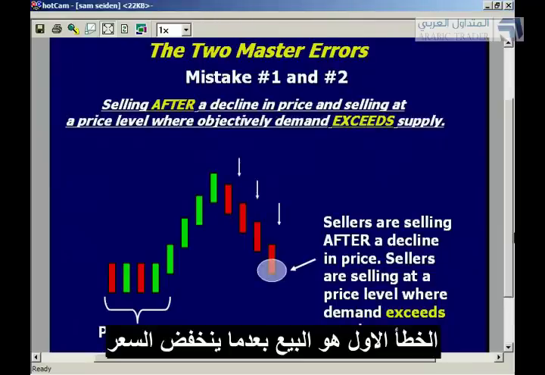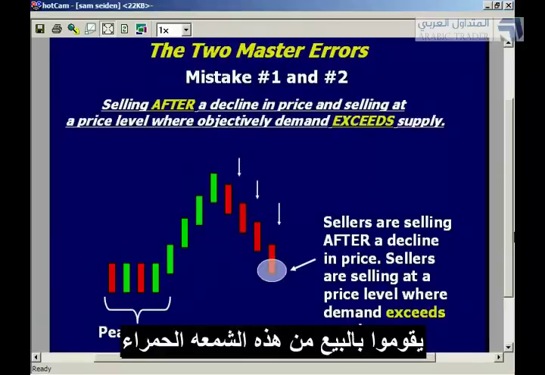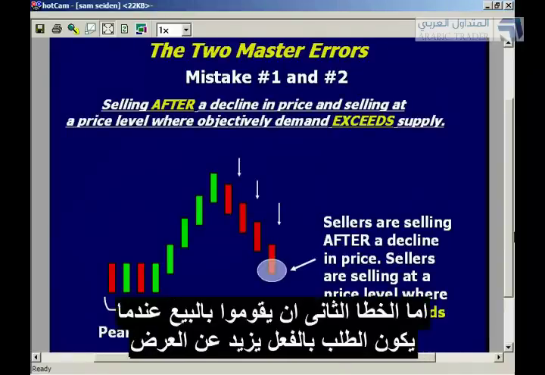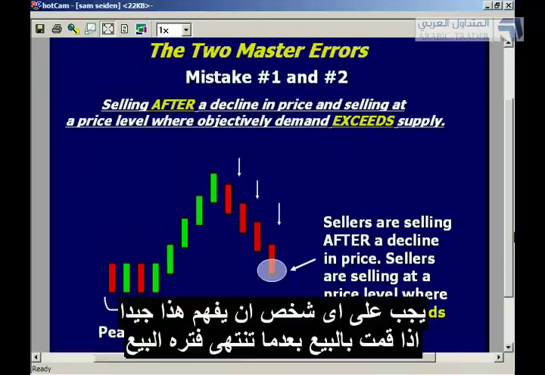Number one, they sell after a period of selling. Instead of selling at the top there, they sell right at the bottom of that decline, the red candles there. Number two, they sell at price levels where objectively demand exceeds supply. Okay. Everybody understand that? All right.